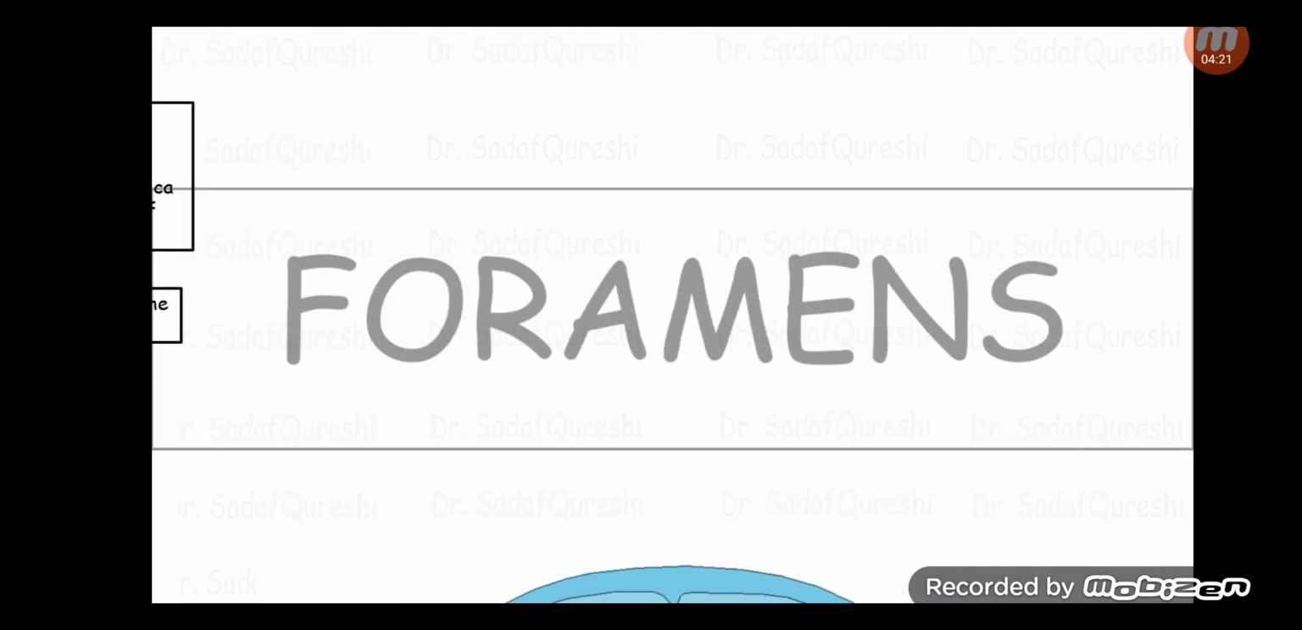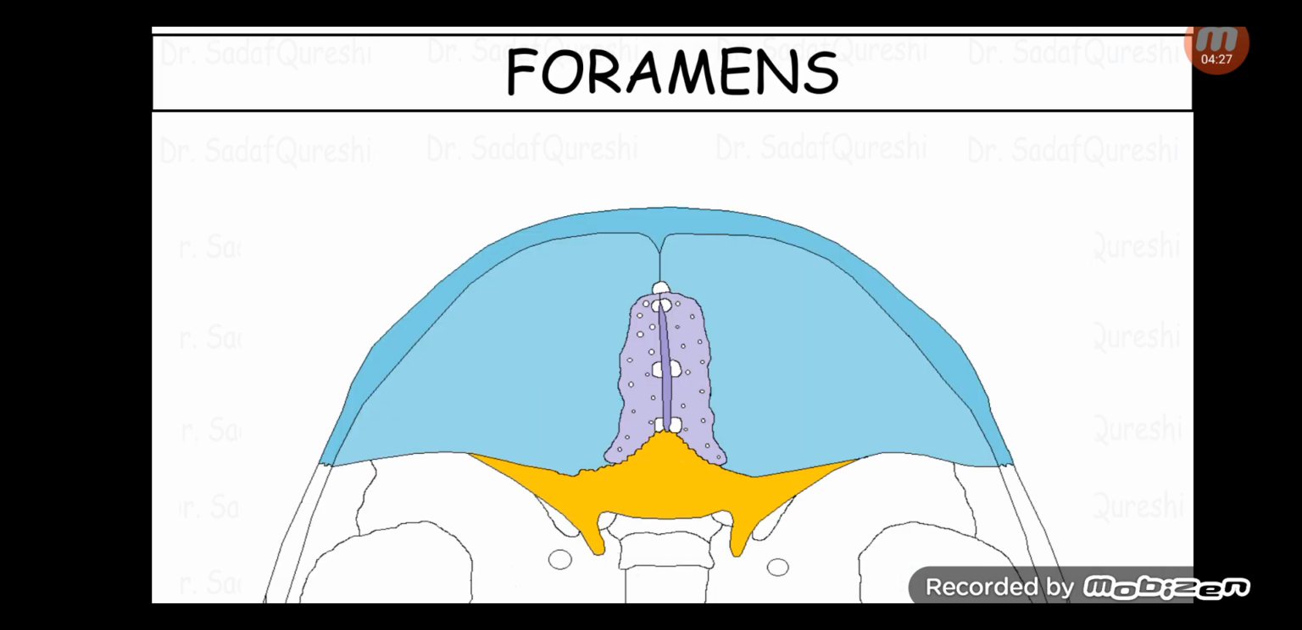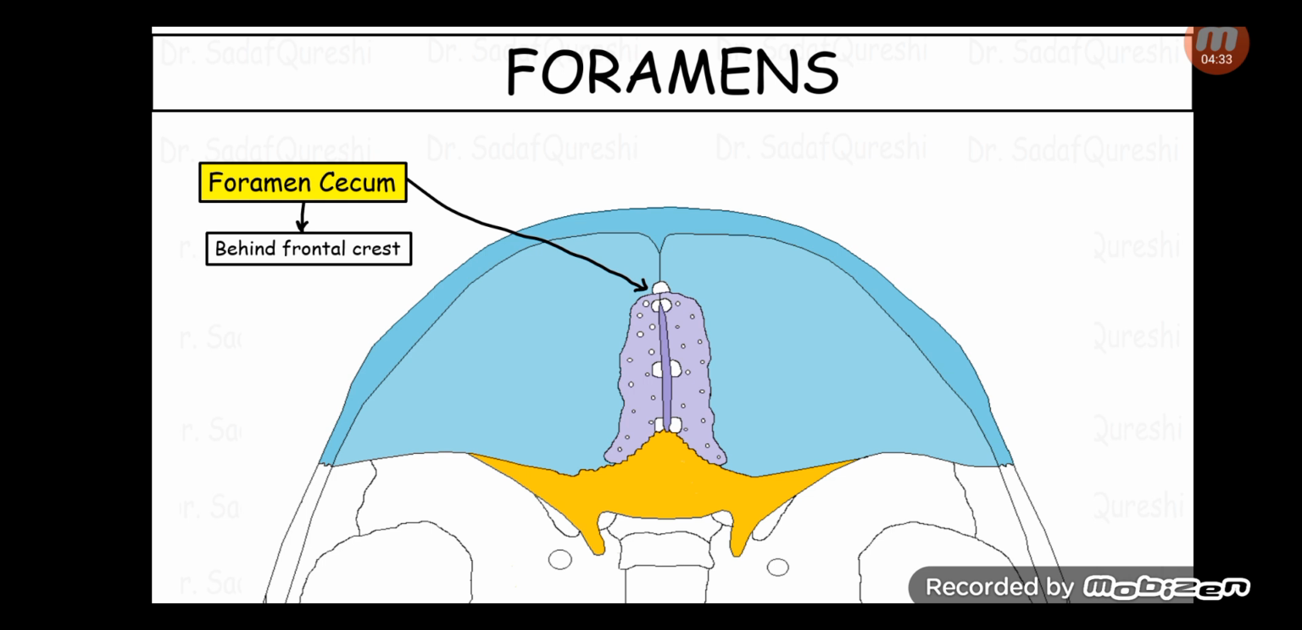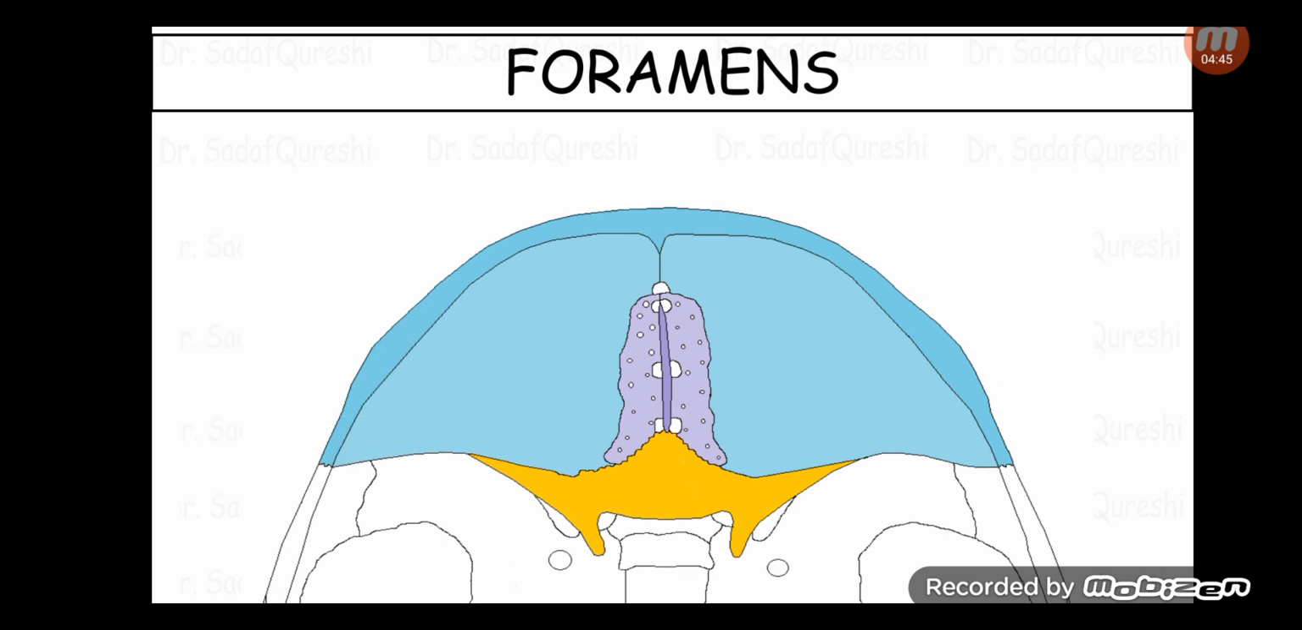Next we will talk about the foramens of anterior cranial fossa, that is, what are the foramens that are located in the anterior cranial fossa. The first foramen we are going to talk about is foramen cecum. It is present behind the frontal crest. Cecum means blind, so no structure passes through it. But in 1% of the population the foramen cecum is patent, and then it passes a nasal emissary vein.